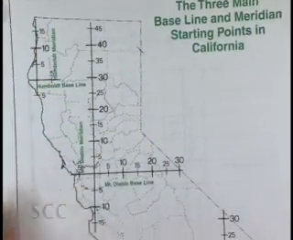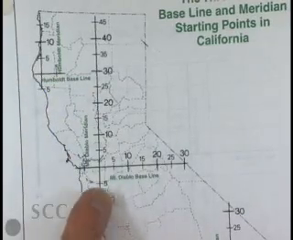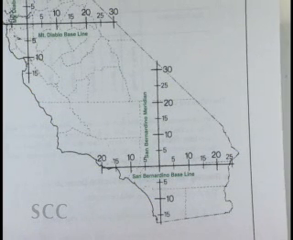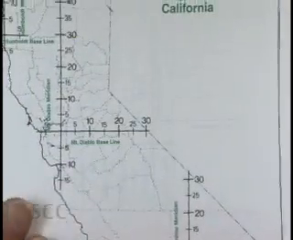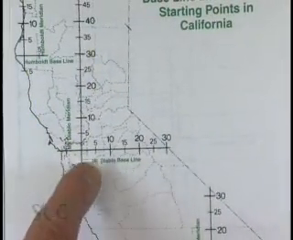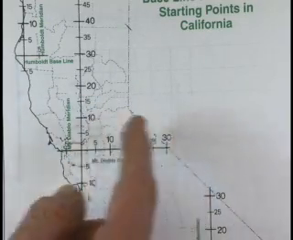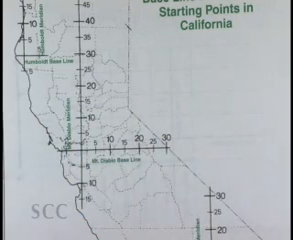Okay, and then there's one up north, which is the Humboldt baseline and meridian, and one down south, which is the San Bernardino baseline and meridian. So that's what this map, if you will, is showing: those points in Northern California, Central California, and Southern California, a place to measure from. When we're trying to locate property, for example with Mount Diablo, we talk about property that may be located north of the baseline or south of the baseline, or east of the meridian line or west of the meridian line. Okay, so that's what we're talking about.